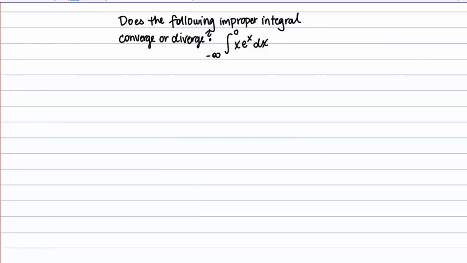Here we're asked, does the following improper integral converge or diverge? And we have the integral from negative infinity to zero of x e to the x dx. Now we're told explicitly that this is an improper integral, but even if we weren't, we would know this because we have this negative infinity as the lower bound of the integral.